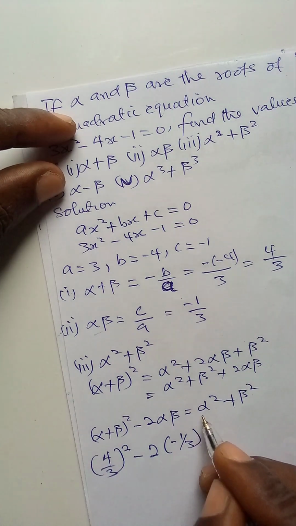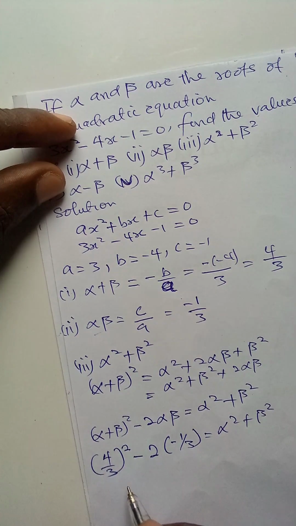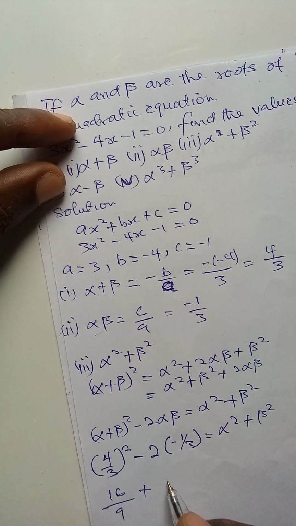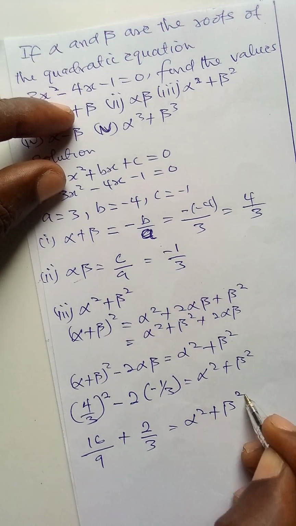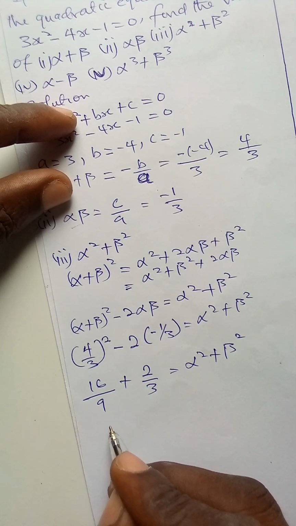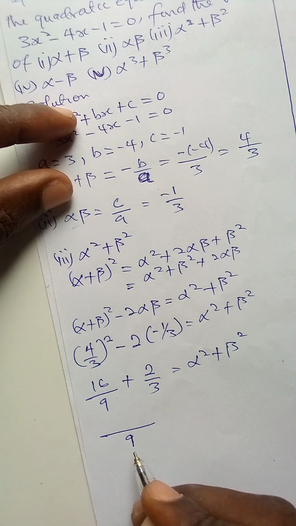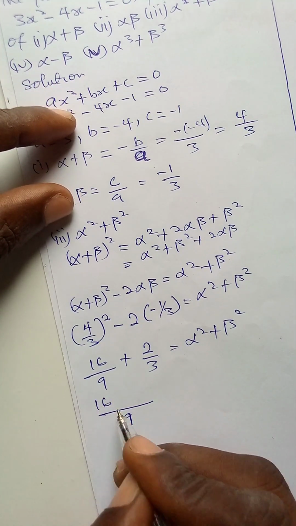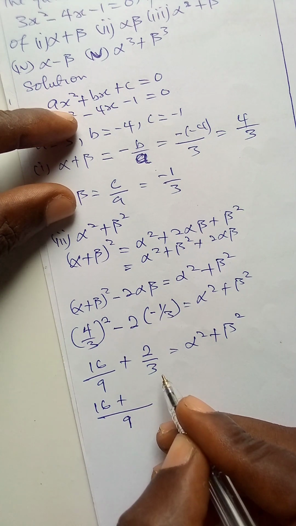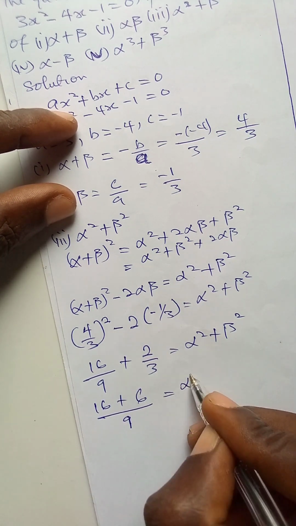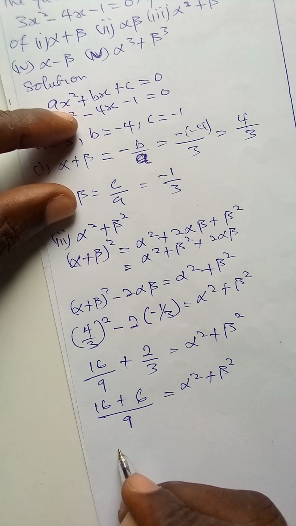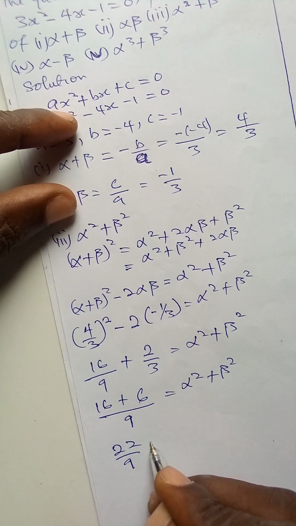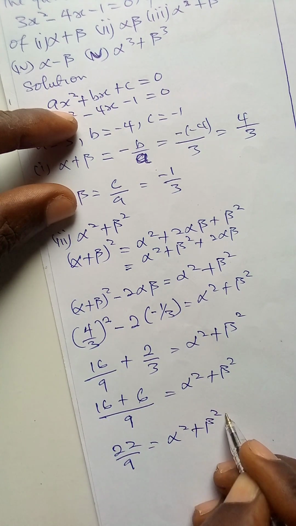Now let's simplify. This is alpha squared plus beta squared. Now 4 squared is 16 and 3 squared is 9. Minus times minus is plus. 2 times 1 is 2, then over 3. That's our alpha squared plus beta squared. The LCM of 9 and 3 is 9. 9 divided by 9 is 1 times 16 is 16. 9 divided by 3 is 3 times 2 is 6. So our alpha squared plus beta squared is 16 plus 6 over 9, and 16 plus 6 is 22, then over 9, which is our alpha squared plus beta squared.